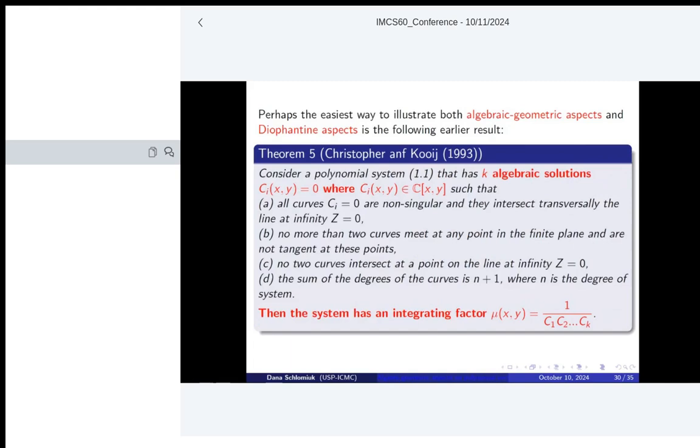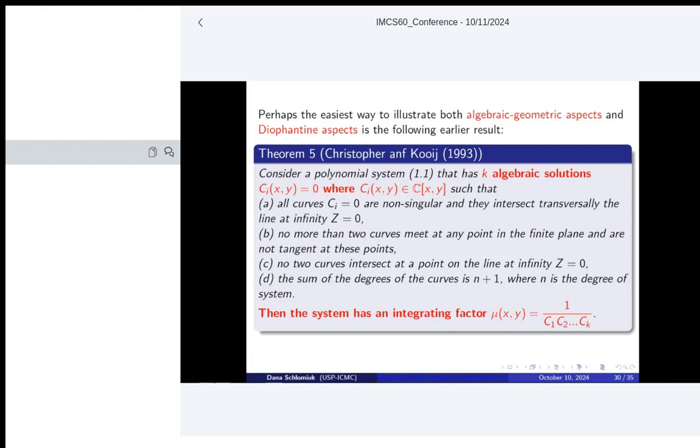Next page, please. Perhaps the easiest way to illustrate both algebraic geometric aspects and Diophantine aspects is the following earlier result published in 1993 by Christopher and Coe. Namely, we consider k algebraic solutions Ci equal to 0, where Ci is a polynomial with complex coefficients. We give 4 different conditions, which are hypotheses A to D. Let me state just one of them.